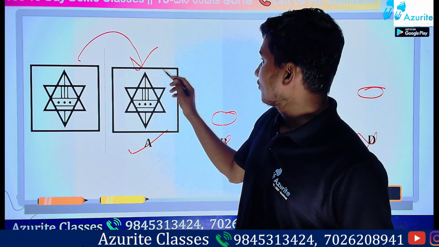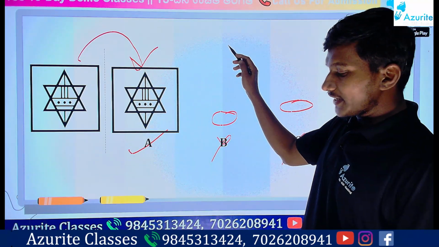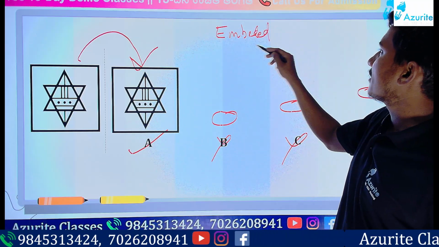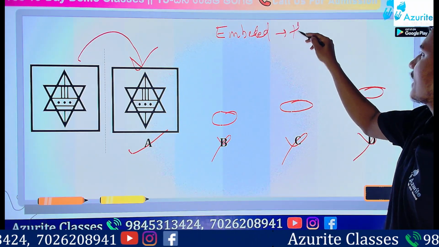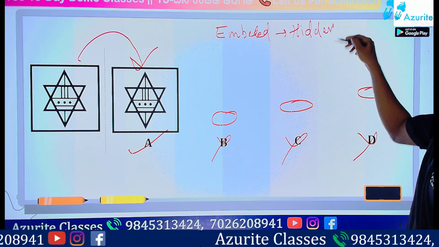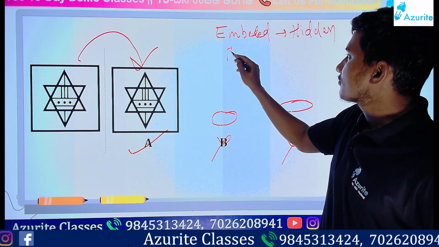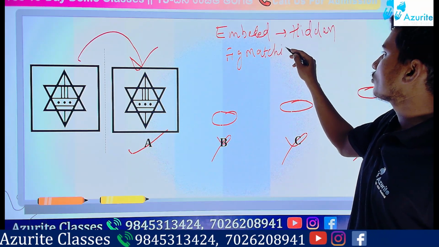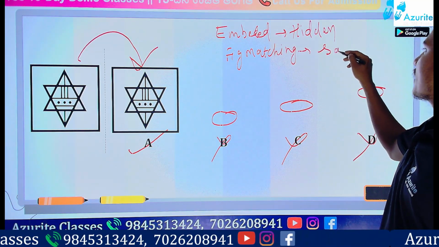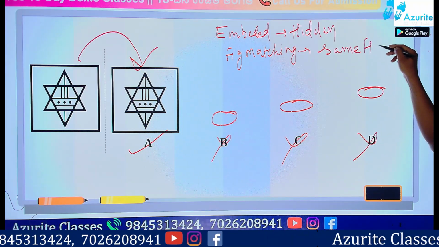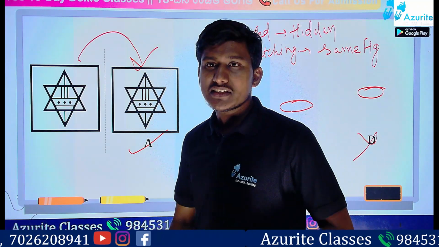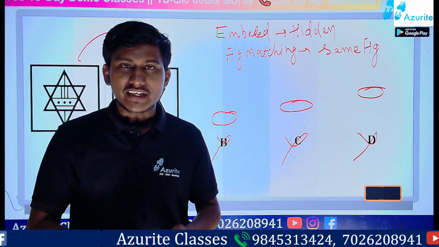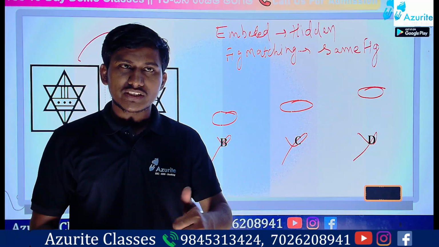So here we learnt about embedded figure in the starting. Embedded figure means what? Hidden. Where it is hidden, we have to find it. And what? Figure matching. Figure matching means the same figure we have to find, and then it will be the answer for your question. I hope everyone understood that. Will everyone be able to do both the questions?